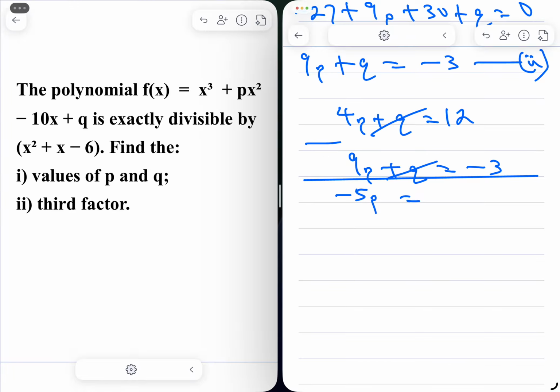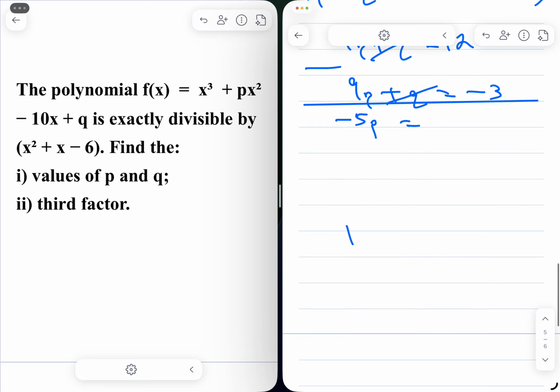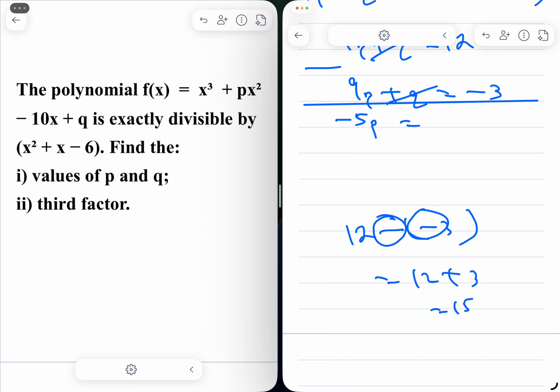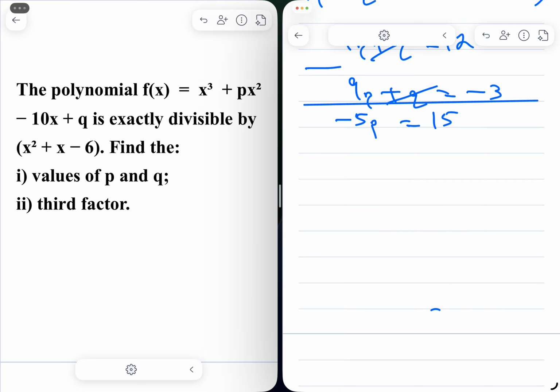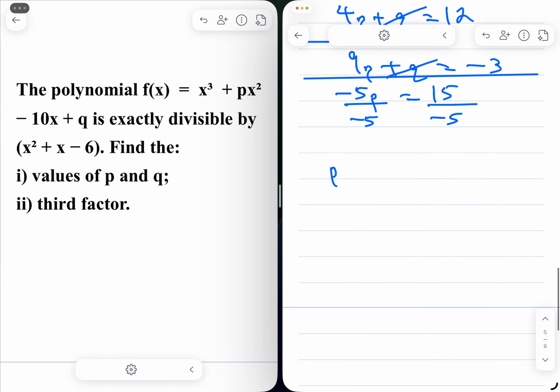That's the same as 12 plus 3. Of course, this is what we're doing. 12 minus minus 3: minus times minus is plus. That means 12 plus 3, which is 15. So that's what you have here: minus 5p equals 15. And when we divide both sides by minus 5, we have p equals minus 3.